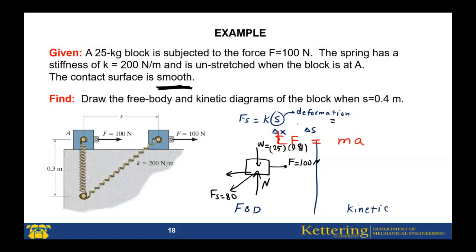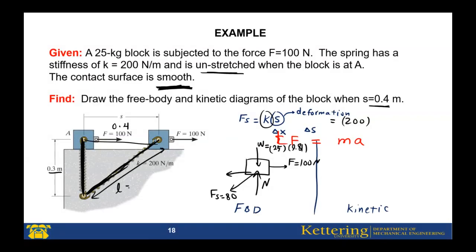Fs, the force of this spring: the stiffness K is 200, and s is the deformation. We know that the initial length of this spring is 0.3. You just mentioned it's stretched. Then go here. This is the final length. To find it, we have this distance, 0.4. You just move 0.4 meter. We can find the final length of the spring. The final length will be the square root of 0.3 squared plus 0.4 squared. It is 0.5.